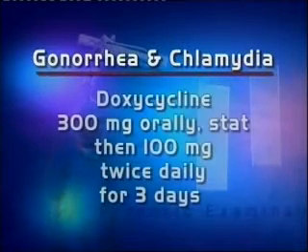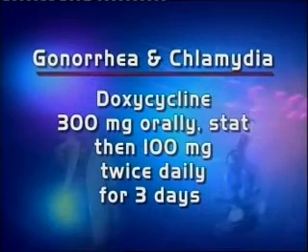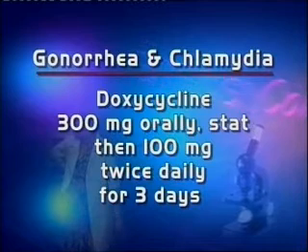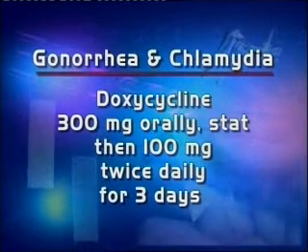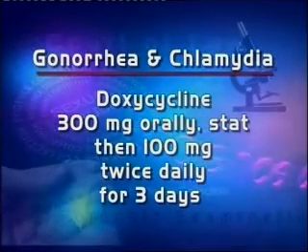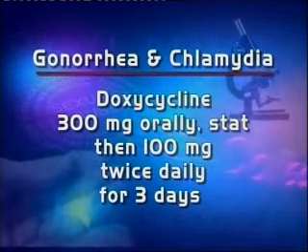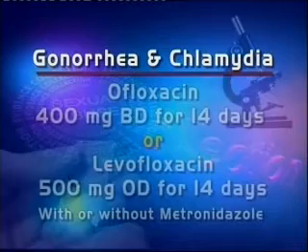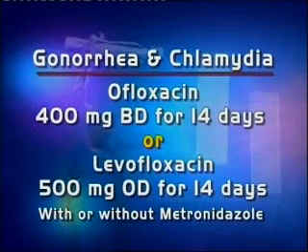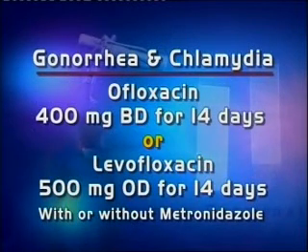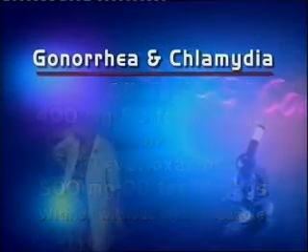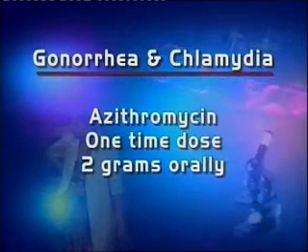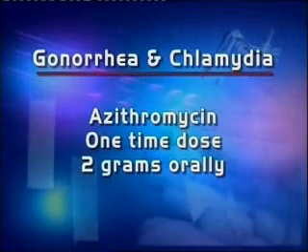In non-pregnant, non-allergic individuals, one of the most common and accepted regimens for prophylaxis against both gonorrhea and chlamydia is doxycycline, 300 milligrams orally stat, followed by 100 milligrams twice daily for 3 days. Fluoxetine is also an acceptable alternative at a dose of 400 milligrams twice daily. A less tolerated but more expensive alternative is azithromycin in a one-time dose of 2 grams orally.